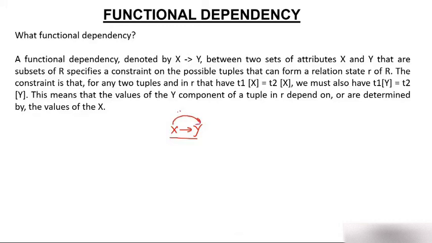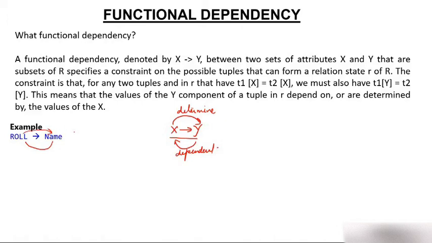That is, X determines Y, or you can say Y is dependent on X. So this is a functional dependency, that is, X determines Y or Y is dependent on X. Clear? So I'll give you an example. See the example: roll number, name. That is, name depends on roll number, or roll number uniquely determines name.